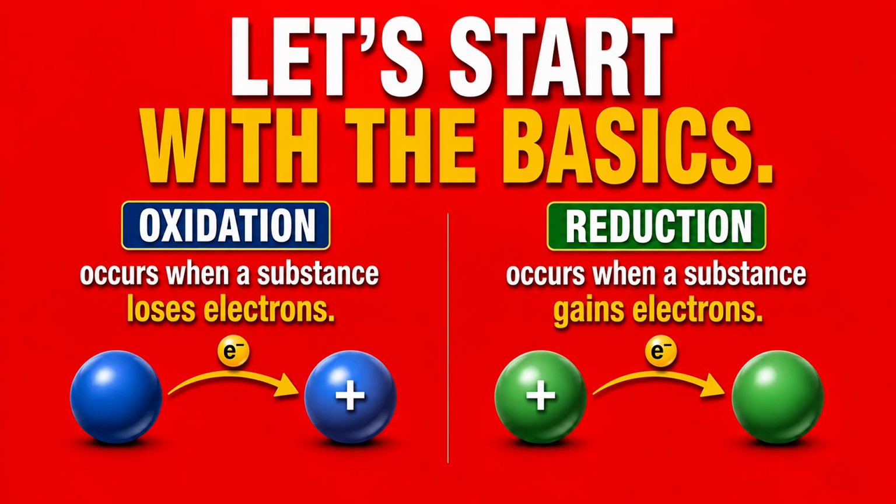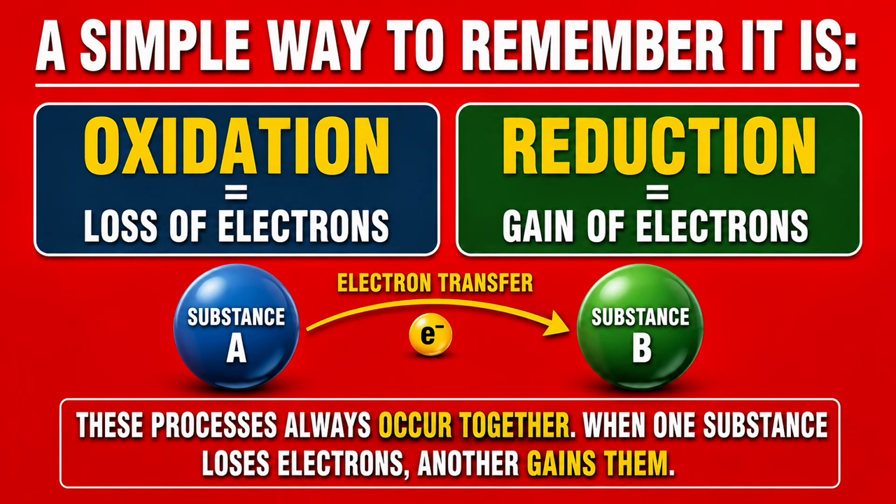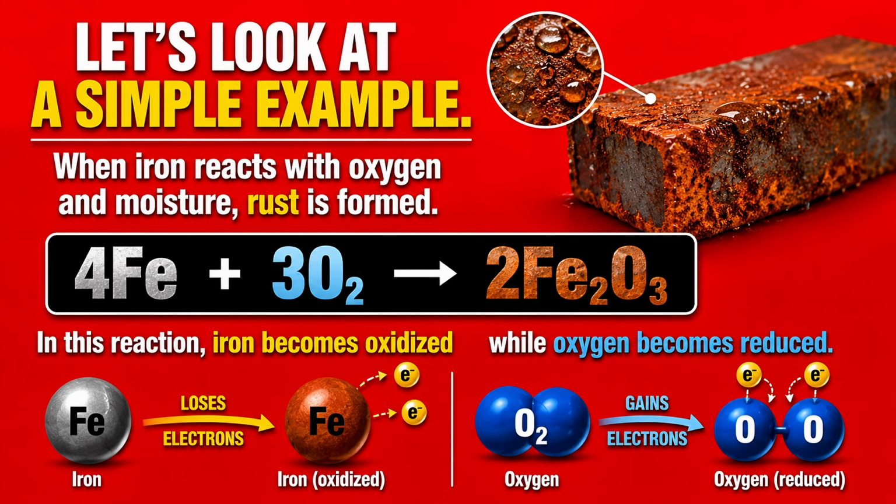Oxidation occurs when a substance loses electrons. Reduction occurs when a substance gains electrons. A simple way to remember it is, oxidation equals loss of electrons. Reduction equals gain of electrons. These processes always occur together. When one substance loses electrons, another gains them. Let's look at a simple example.